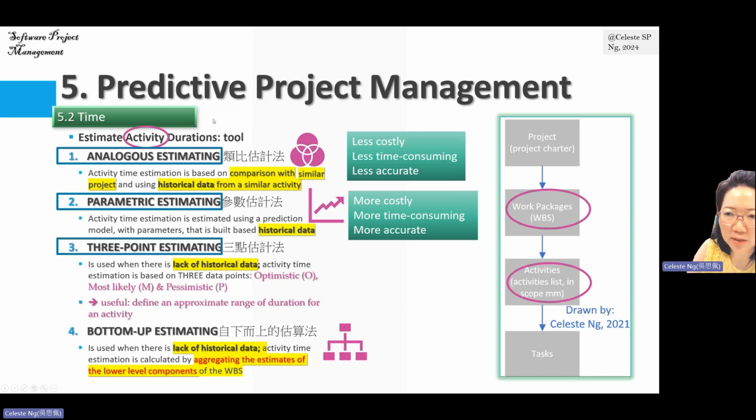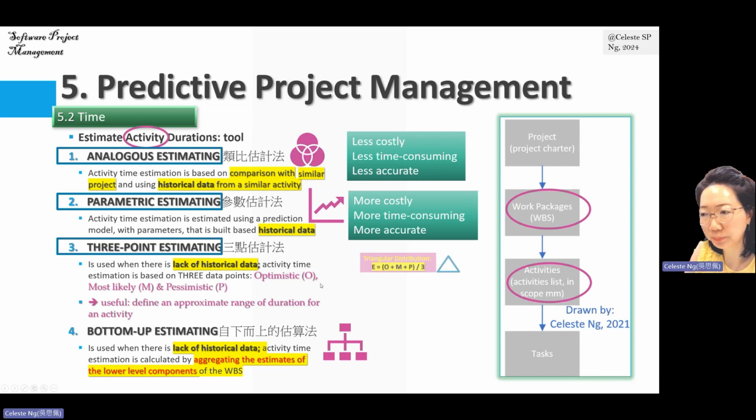And then the third type of estimating is called 3-point estimating. We will use this kind of estimating when we lack historical data. This project activity is something new, something that we or our organization has never done before. So in order to make sure that what we estimate under this method is useful, we provide 3 data points: optimistic, O, then most likely, M, and also pessimistic, P.